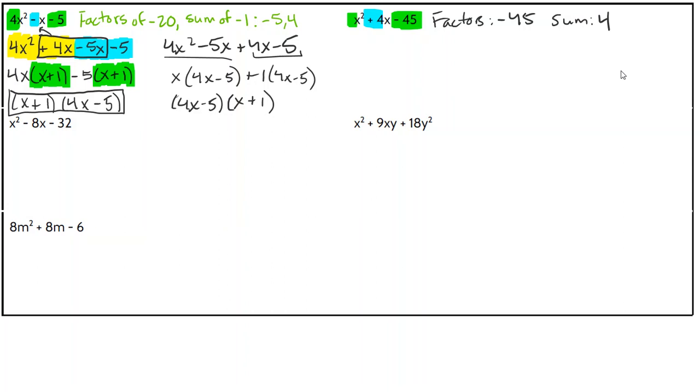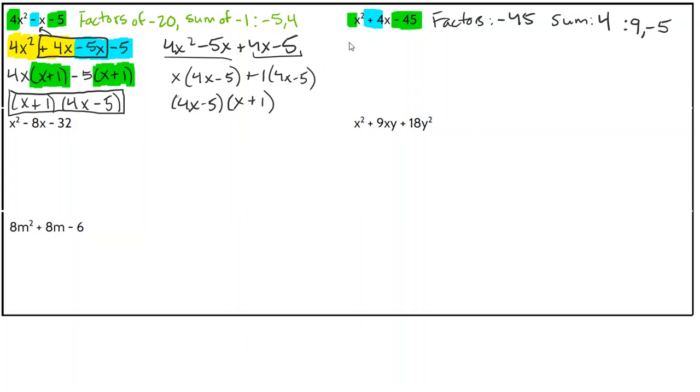So if I'm looking at 45, general factor pairs are 45 and 1. But no matter where I put the signs, none of that's going to add up to 4. Next up, we have 15 and 3. Negative 3 and 15 doesn't work. 15 and negative 3 doesn't work, so we move on. That gives us 9 and 5. And if we use negative 9 and positive 5, that's negative 4. So we want to flip it and use positive 9 and negative 5. And that will give us what we want.